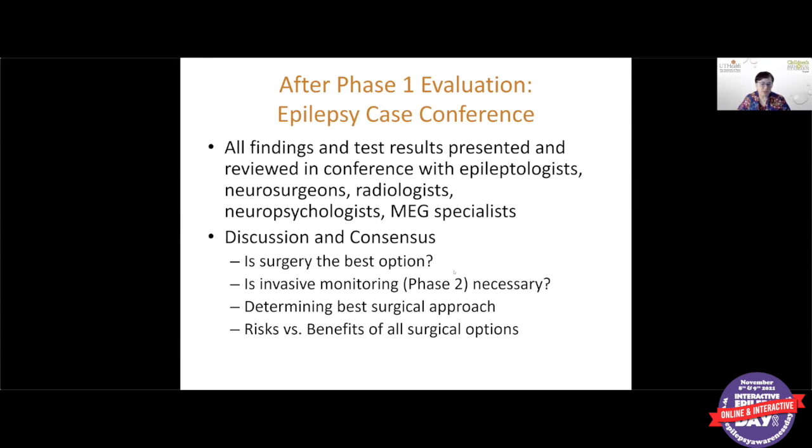Is it surgery? If so, do they need another invasive set of tests done, or could they go straight to surgery, and what would be the best surgical approach? And then what are the risks and benefits of those surgical options for this particular patient?